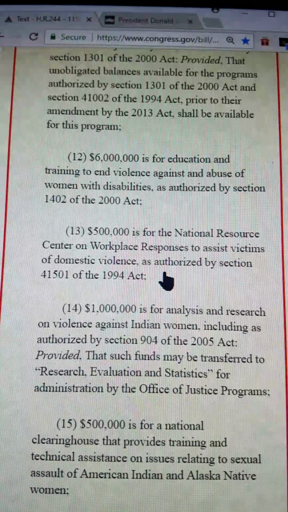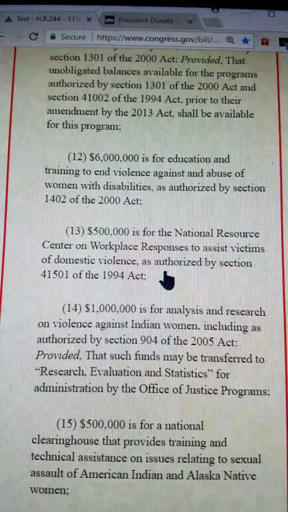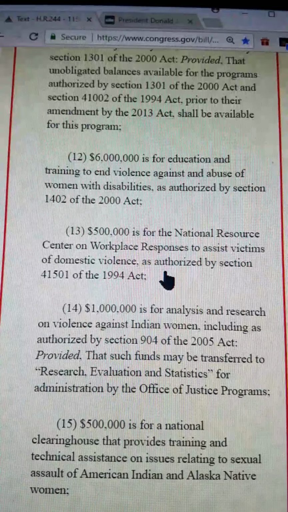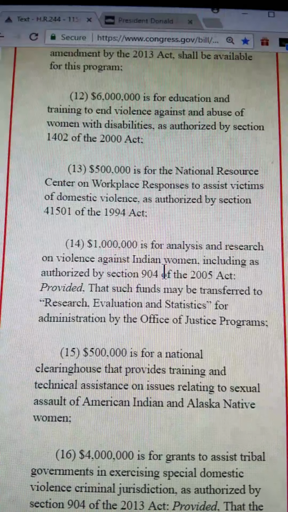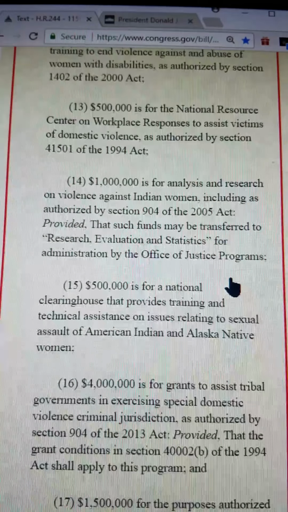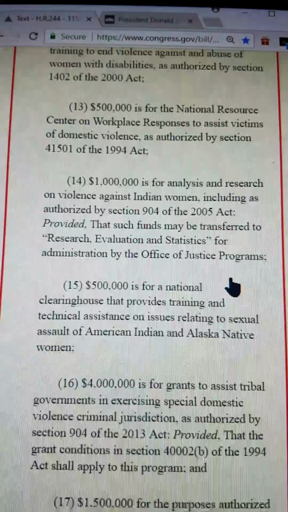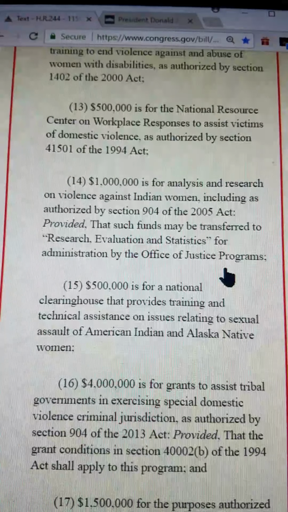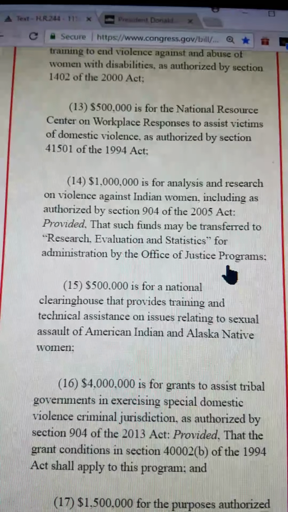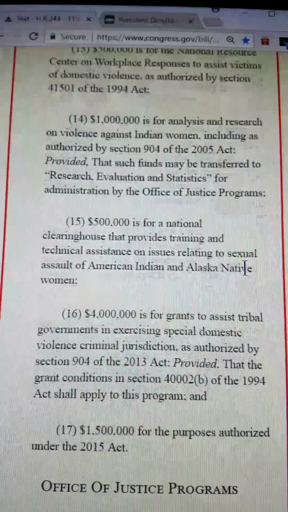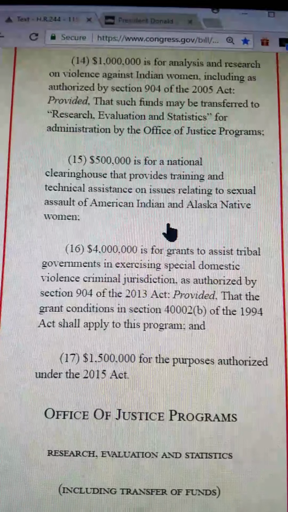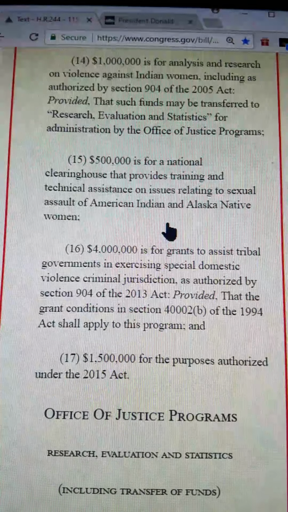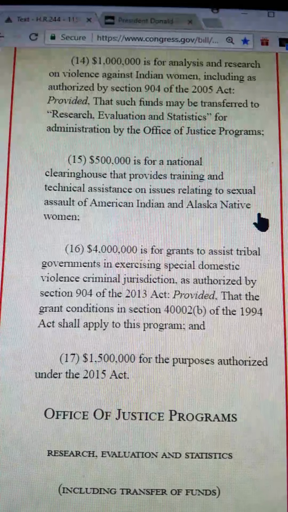$500,000 is for the National Resource Center on Workplace Responses to assist victims of domestic violence as authorized by Section 41-501 of the 1994 Act. $1 million is for analysis and research on violence against Indian women, including as authorized by Section 904 of the 2005 Act, provided that such funds may be transferred to research, evaluation, and statistics for administration by the Office of Justice Programs. $500,000 is for a national clearinghouse that provides training and technical assistance on issues relating to sexual assault of American Indian and Alaska Native women.